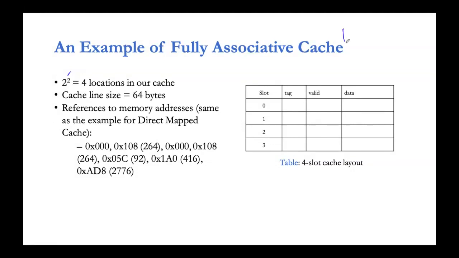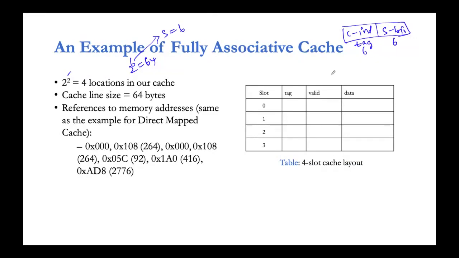Just remember that for fully associative, from our address line we take only S bits, and the remaining bits are used for the tag. The cache line size is 64 bytes, which is 2 to the power of 6, so S is equal to 6. So 6 bits are S bits, and the remaining 6 bits are used for the tag. The reference address given here is the same reference address we used for our direct map one.